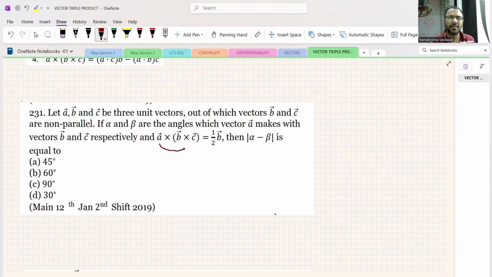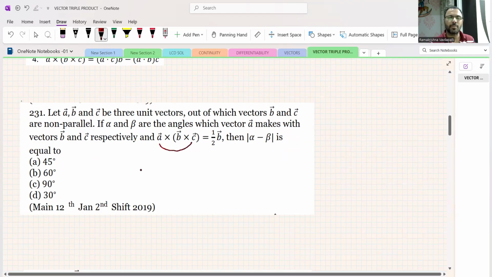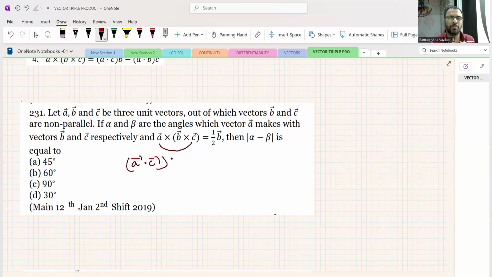First, I'll take the dot product of the farthest. So A bar dot C bar into B bar minus A bar dot B bar into C bar. This vector lies in the plane of B bar and C bar. This is equal to half into B bar vector. And there is no C bar, so you write minus 0 into C bar vector.